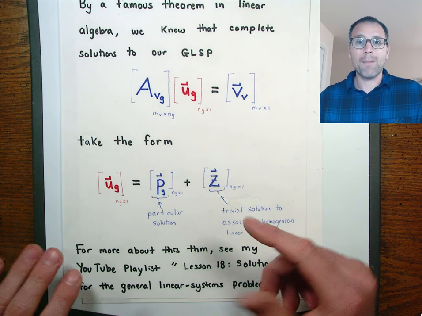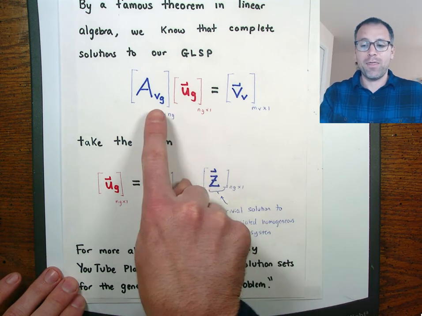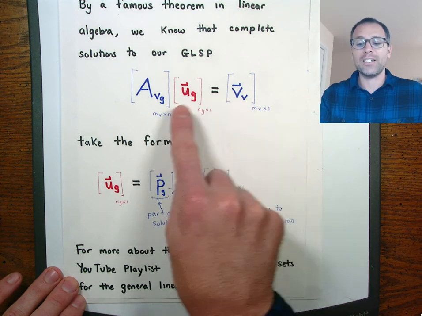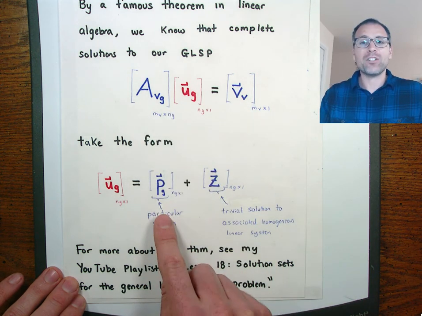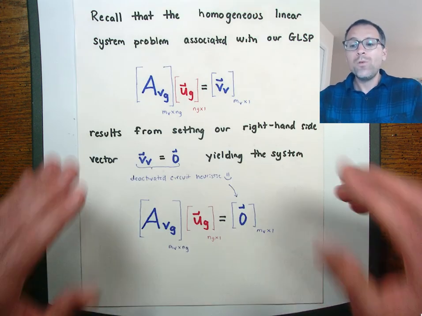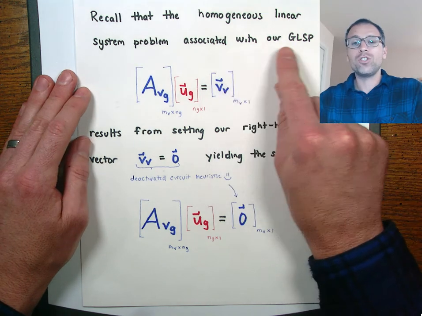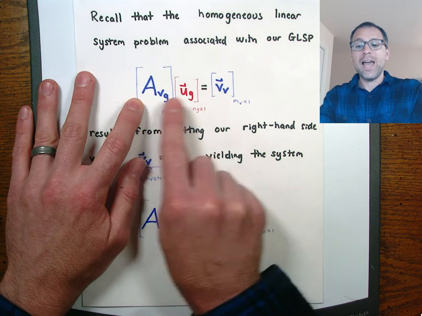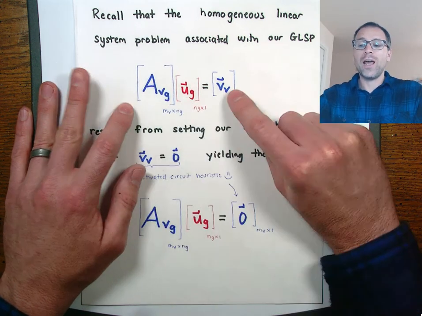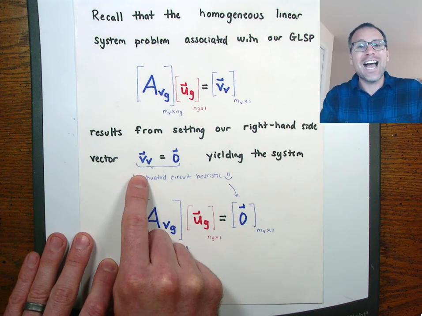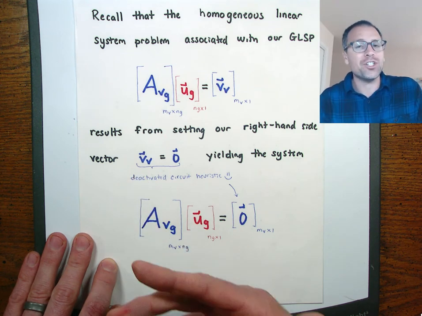But for a short recap, the claim is, if I want to analyze the linear systems that arise from thinking about how the voltage sources are connected in my circuit, I need information about something called a particular solution and something called a homogeneous solution. The homogeneous solution associated with our original general linear systems problem, A sub Vg times u sub g equals v sub V: if I want to define a homogeneous solution, what I do is I set the right-hand side equal to 0. That's the definition of what a homogeneous system is. In other words, I deactivate the circuit.